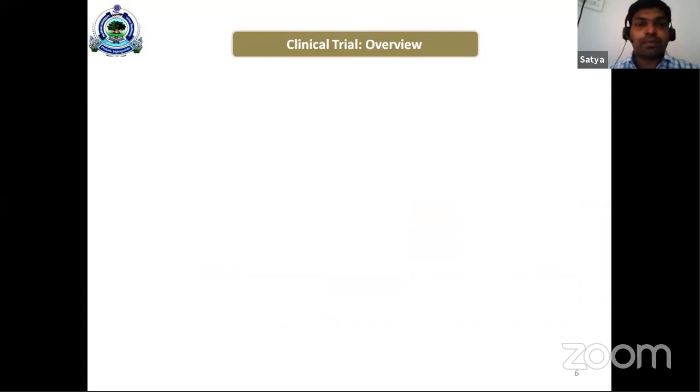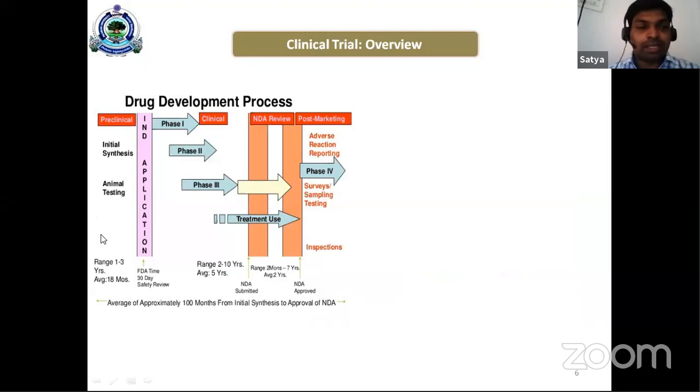Now let us see the targets and timelines, how much time all these trials take. Preclinical trials take roughly 1 to 3 years. Then you go for the IND submission, FDA gives 30 days and then gives permission to go ahead with clinical trials. Then you conduct phase one, phase two and phase three, which takes around 2 to 10 years, sometimes because of the complexity of the molecule. The later stage is the NDA review, which takes 2 months to 7 years sometimes, with an average of 2 years. Then it gets to post-marketing.